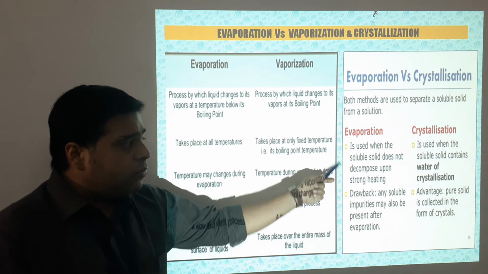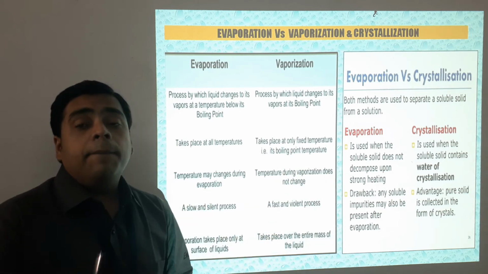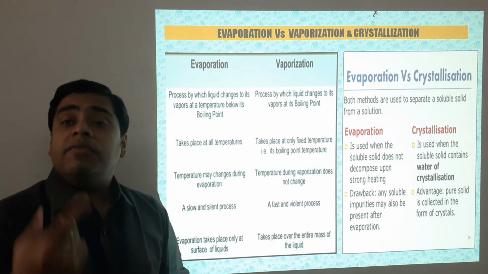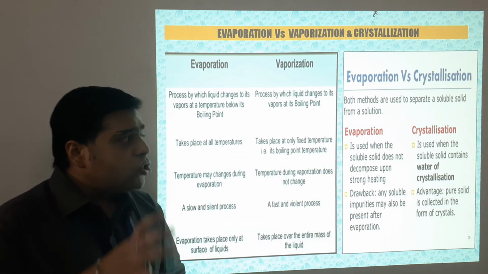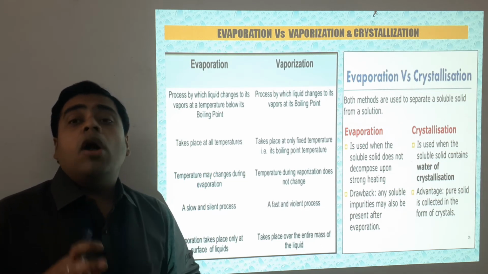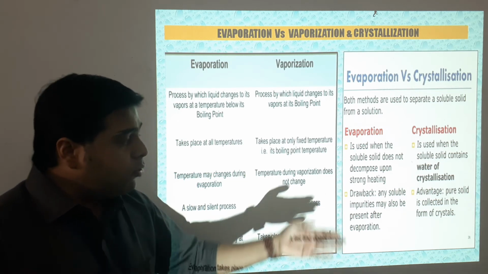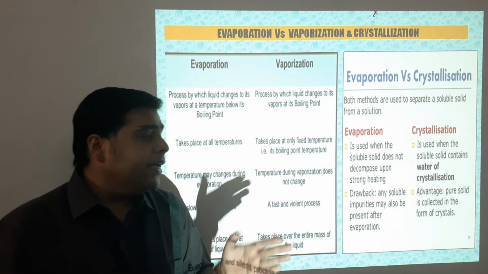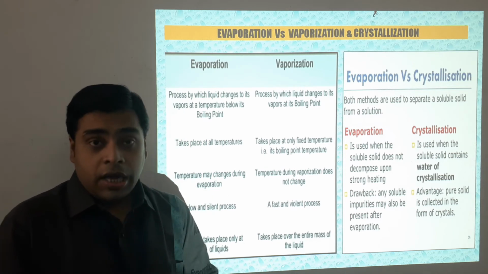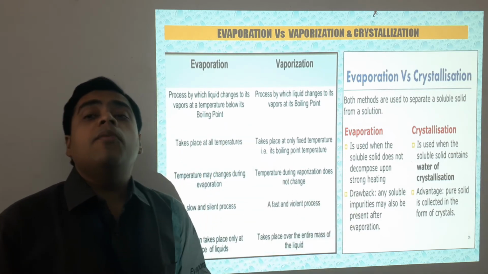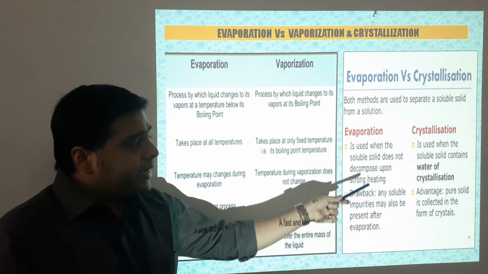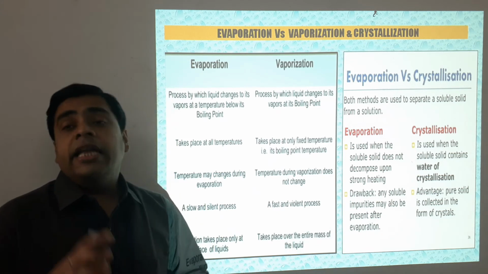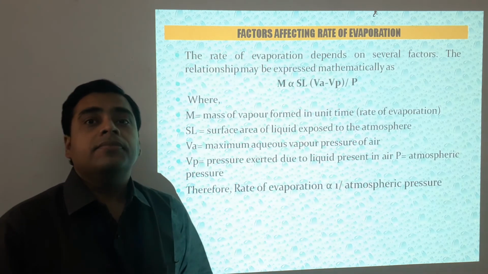Evaporation is used when the soluble solid does not decompose upon strong heating. Crystallization is used when the soluble solid contains water of crystallization. Now, what are the drawbacks of the evaporation process? Soluble impurities may also be present after evaporation, but crystallization is a method of purification of a solid. So it is advantageous in that the pure solid is collected in the form of crystals.